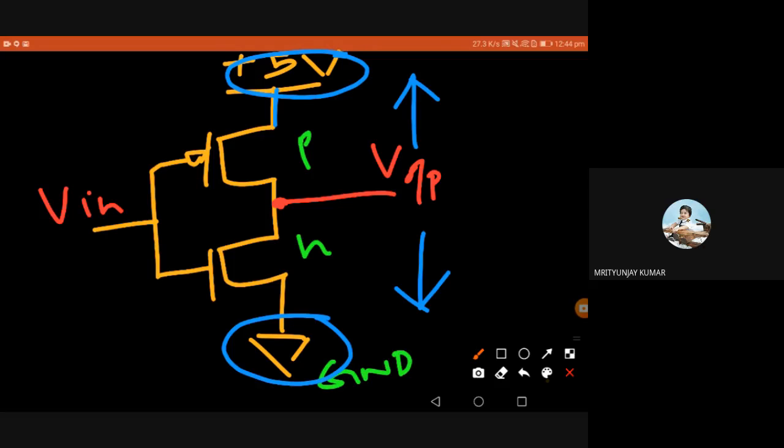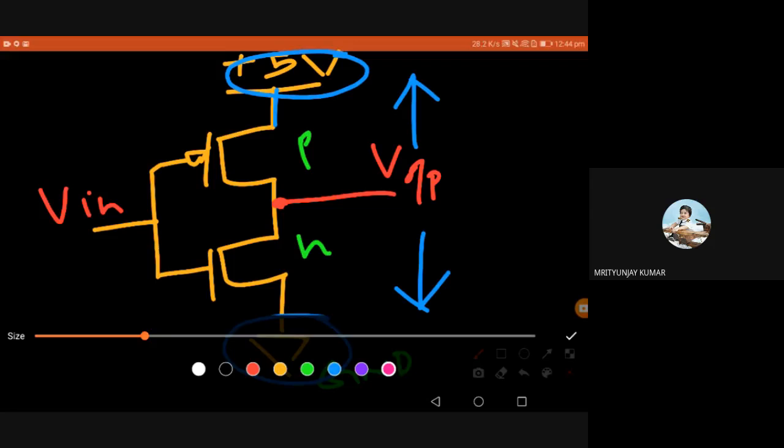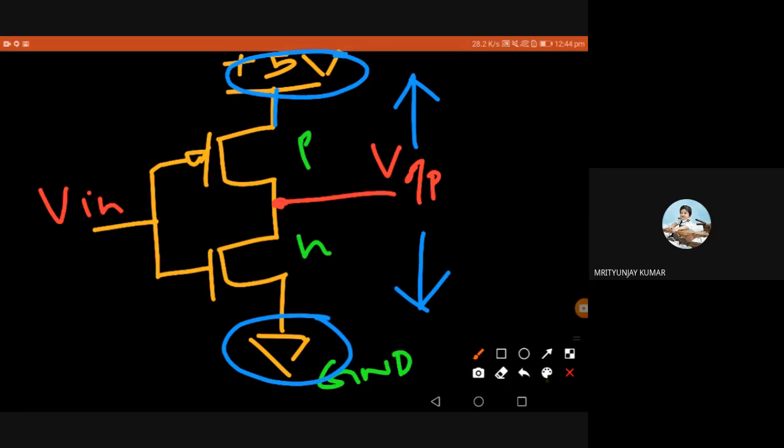Now, what is the advantage of this circuit? When PMOS is on, NMOS is off. When NMOS is on, PMOS is off. So the idea is that at any point in time there is no direct connection between VDD, or plus 5 volt, and ground. Getting it? So there is a very good power saving, power conservation, because VDD is never connected to ground. This is a great advantage of CMOS. That is why we use CMOS technology these days. One advantage is it doesn't take much power.